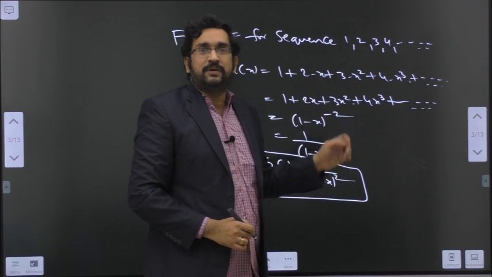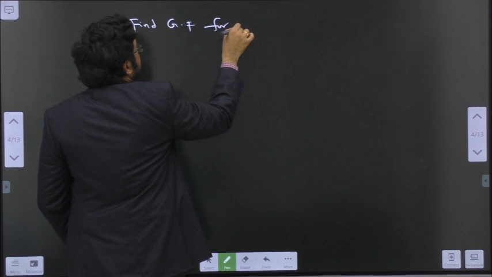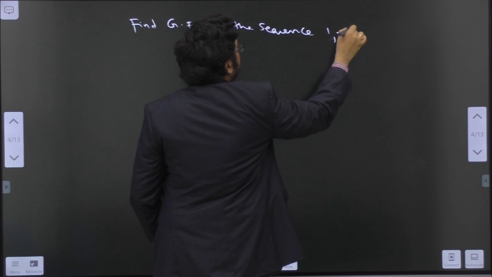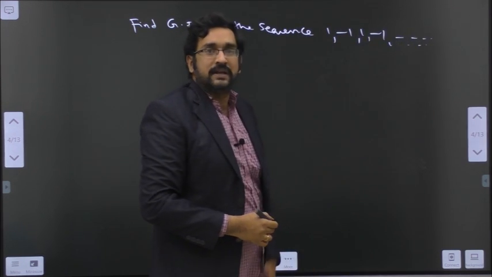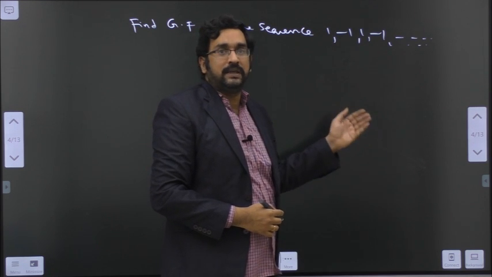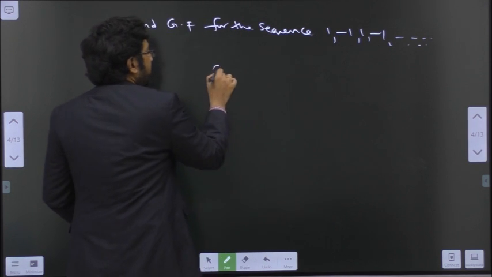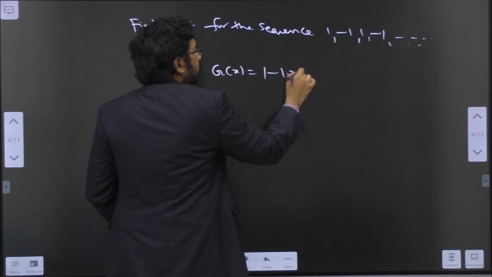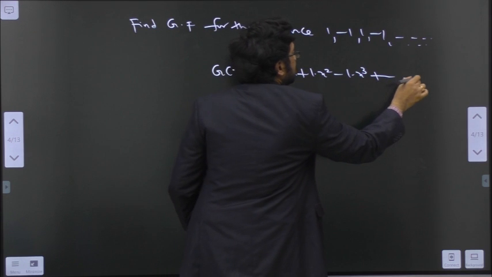Now we will take one more example. Find the generating function for the sequence 1, minus 1, 1, minus 1 and so on. So we have to find the generating function for the alternating sequence of plus 1 and minus 1. So g of x can be written as 1 minus 1 into x plus 1 into x square minus 1 into x cube plus and so on.